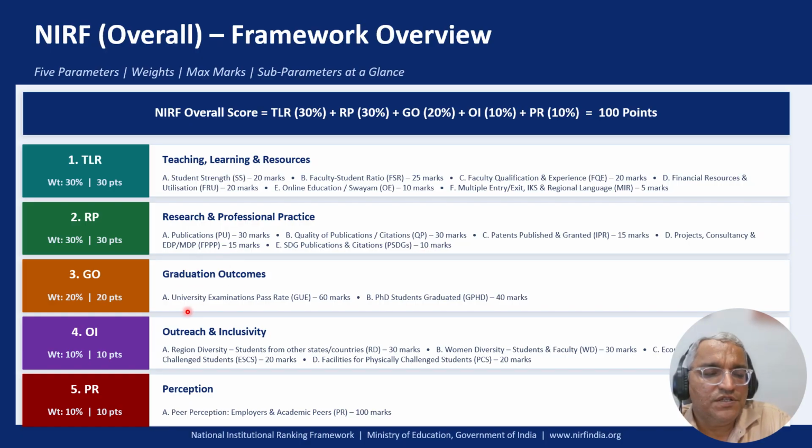Graduate outcomes is how many students pass the exam in the minimum stipulated time period. It has 60 marks weightage, and the number of PhD students graduated during that academic year carries 40 marks. And this 100 marks is multiplied by the 20% weightage, converted to 20 points. All this data is to be filled for the last 3 academic years.